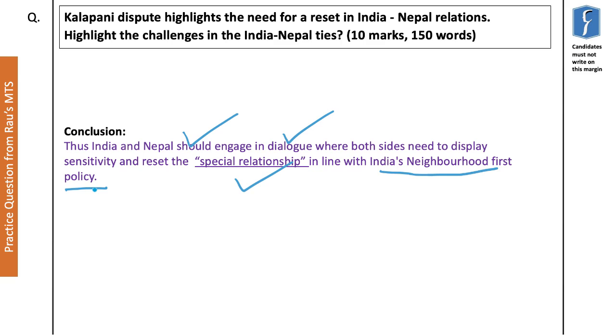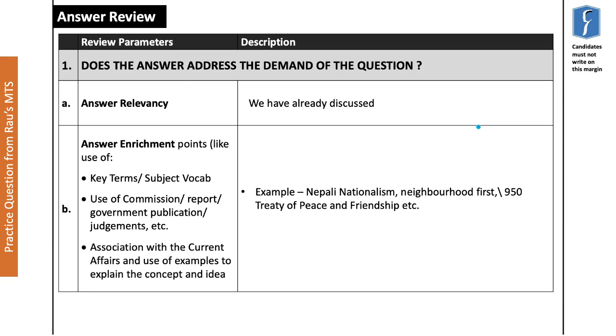So, this is one sample answer which could have been used in answering this particular question related to the India Nepal ties. So, lastly, let us look at the important review parameters. First is the answer relevancy, and we have already discussed this aspect in the introduction, body, and the conclusion part. Further, answer enrichment points are also important, and they make your answer crisp and clearly understandable. And as such, use of key terms is very important. And also, you can make use of important publications or reports, etc. And giving current examples or the association with current affairs makes the idea very clear and crisp.